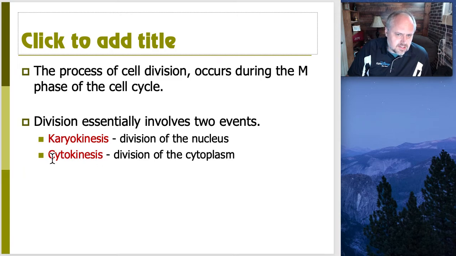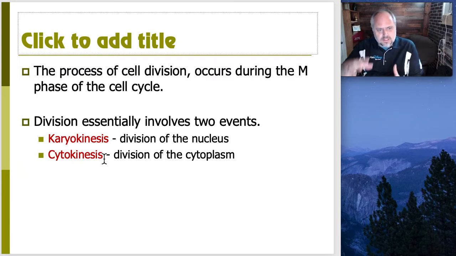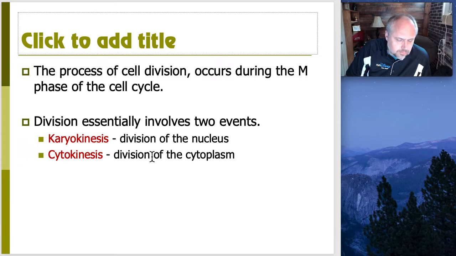So karyokinesis and cytokinesis are two separate events, although very well coordinated. And as we'll see, this one's going to involve the nucleus. We'll also see the microtubules involved here, and then cytokinesis is going to involve the microfilaments. Remember, the cell's going to basically contract and split in two. Okay? All right, so next time what we'll do is we'll move through the phases of M phase and look at some of the main components of those.